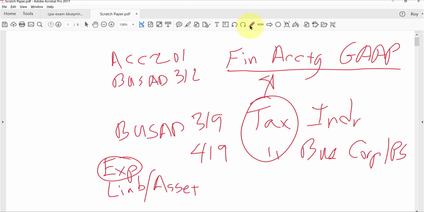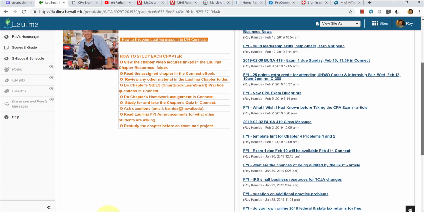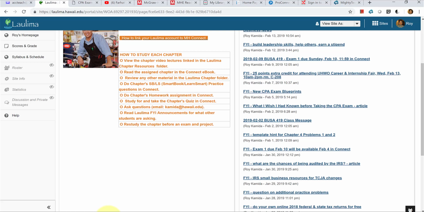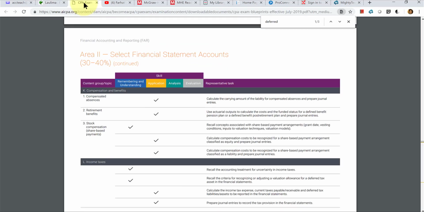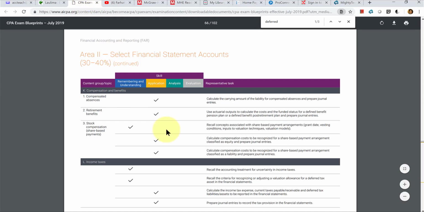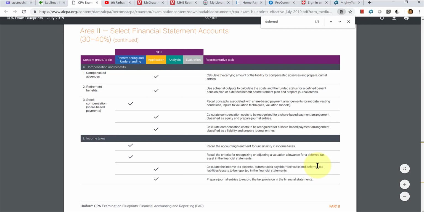Now, in our Laulima site, I have on, I believe, February 5th, posted up a link right here regarding the blueprints for the CPA exam. And you can download this blueprint, if I can get it open. This link here, I think I have it already opened on my tab, specifically showing you the coverage. And here on page Financial Accounting Reporting, page 18, is our current chapter 6, the income tax coverage here.